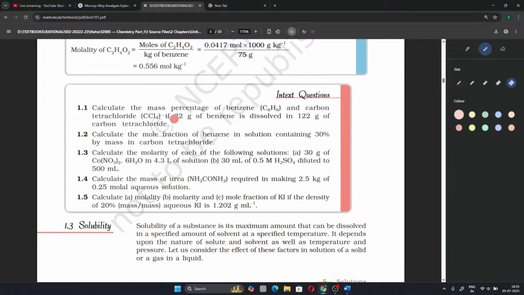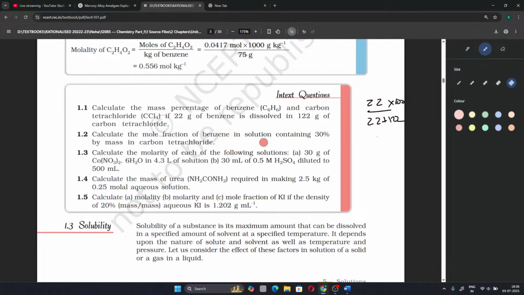Benzene is taken in the small amount and carbon tetrachloride, CCl4, is taken in the large amount. So the answer will be 22 by (22 plus 122), so it is 22 by 144, times 100, and we will get the answer.